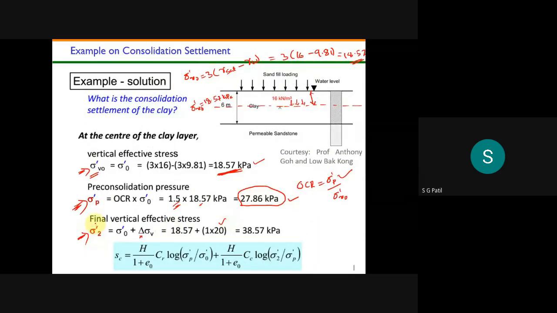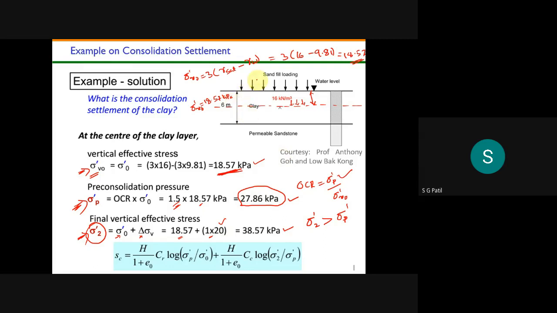Okay, so I will calculate my final effective stress. What is my final effective stress? My final effective stress is nothing but the initial vertical stress plus the stress due to the construction activity on the ground surface. So that is 18.57 plus 20. So now I got 38.57 kilopascal. Okay, so now you check whether my sigma 2 is less than sigma p or greater than sigma p. Okay, see, now my sigma 2, that is the final effective stress, is greater than my pre-consolidation stress.